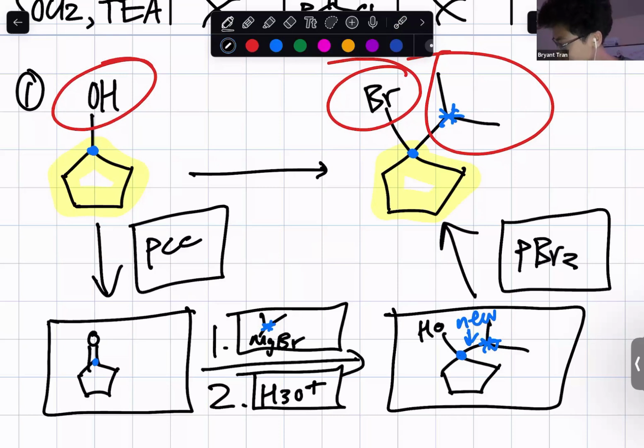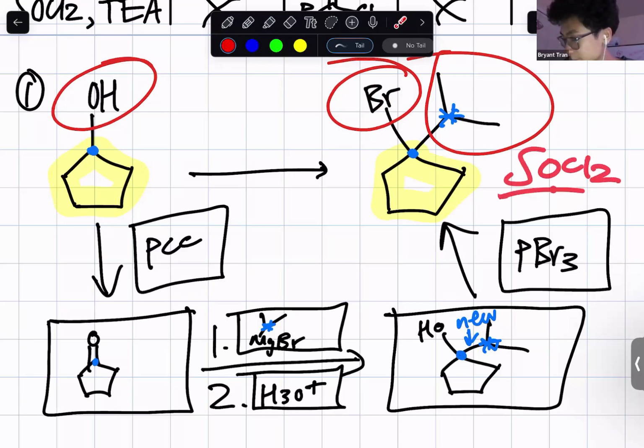PBr3. Right. If this was chlorine instead of bromine, do you know what kind of reagent you would use? There's another weird reagent with a weird atom. This is phosphorus right here, but if you want to create Cl instead of Br, SOCl2, does that sound familiar? SOCl2?